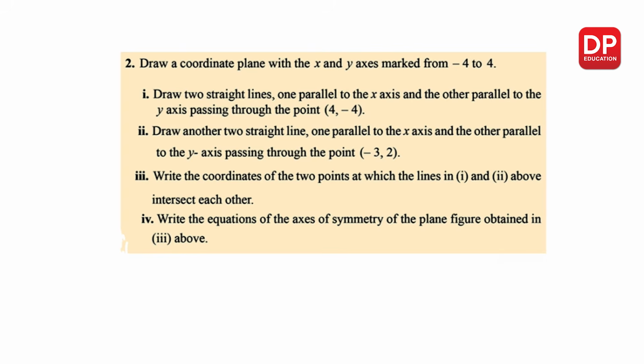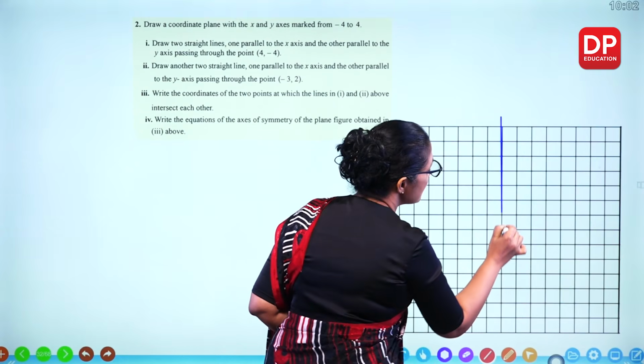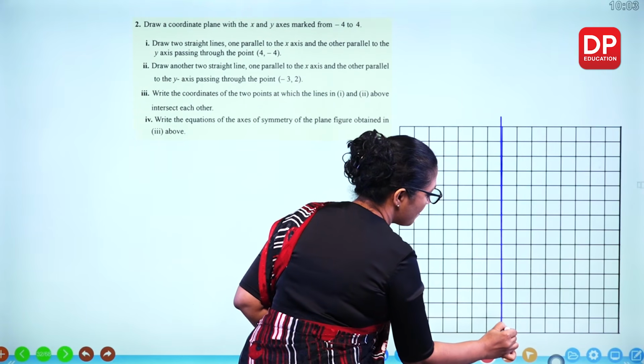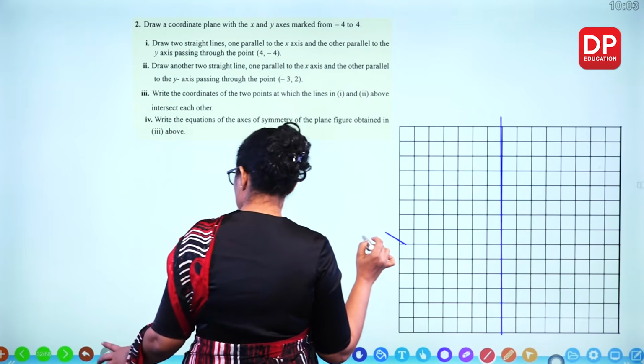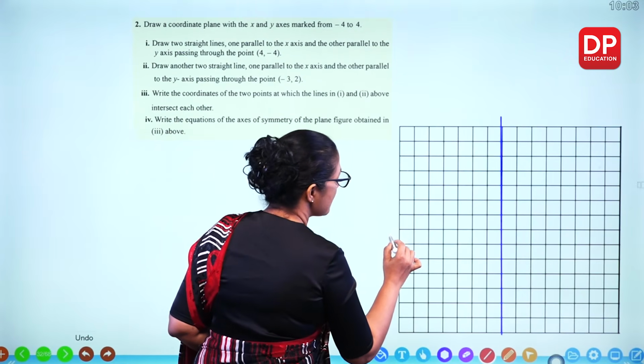Question number 2, draw a coordinate plane with x and y axes marked from minus 4 to 4. So we'll first mark the 2 axes. I'll take the middle y axis and somewhere here the x axis.